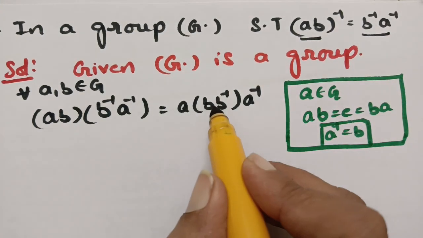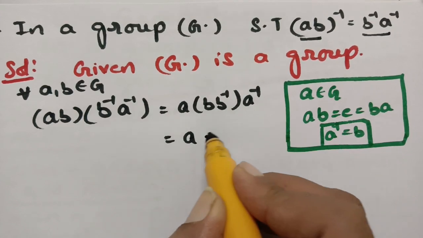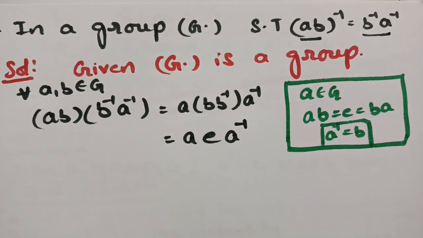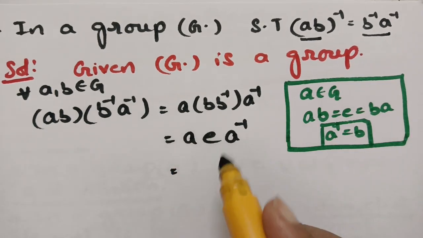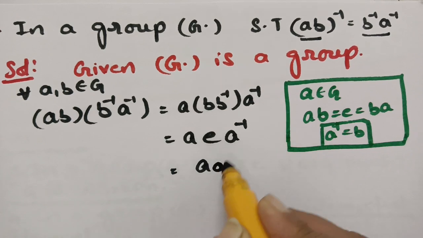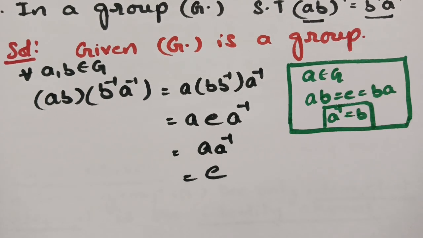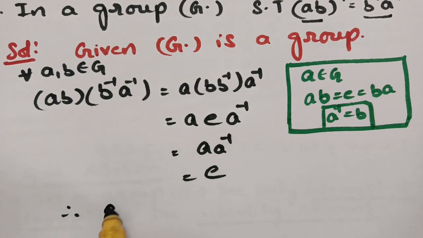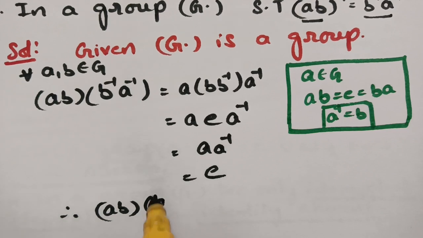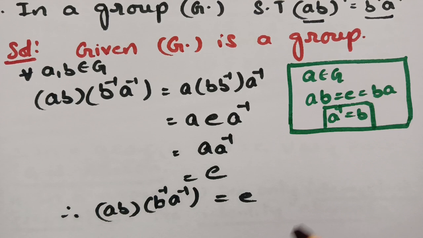So already it satisfies the inverse property. Then according to the identity law, B into B inverse value is equal to E, so we get A into E, which according to the identity law is equal to A into A inverse. A into A inverse is equal to E, as A belongs to G, then A into A inverse is equal to the identity element. And therefore we got AB into B inverse into A inverse is equal to E. So this is equation number 1.